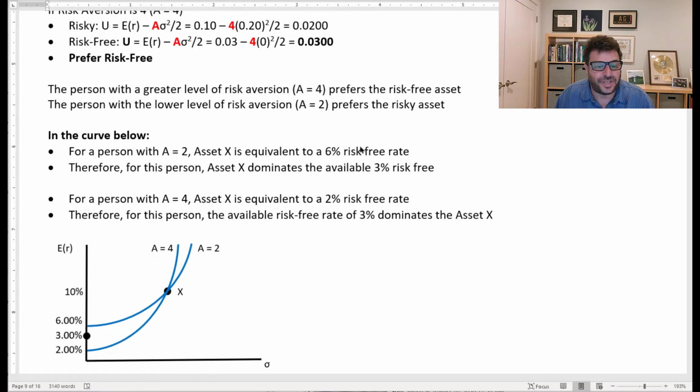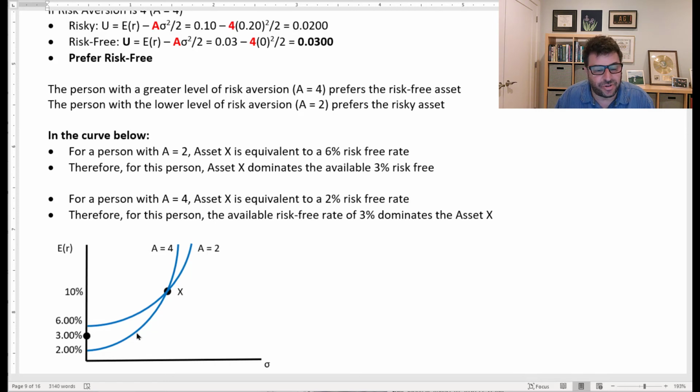And in the curve below, we can see I've drawn the iso-utility curves going through asset X. For A equals 4, it's a steeper curve, and I can see that this intersects the expected return y-axis at 2. And for a person with A equals 2, asset X has a certainty equivalent rate, or a risk-free rate that has equivalent utility, of 6%. And since 3 is available, since X is equivalent to 6 and 6 is better than 3, this person prefers X. But for this person, since X is equivalent to 2 and 3 is available, this person prefers the risk-free.